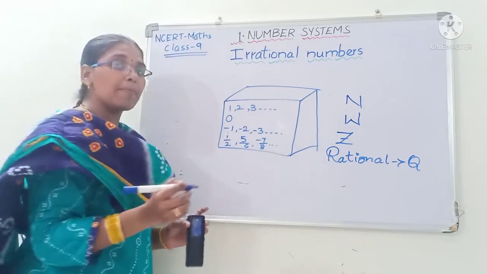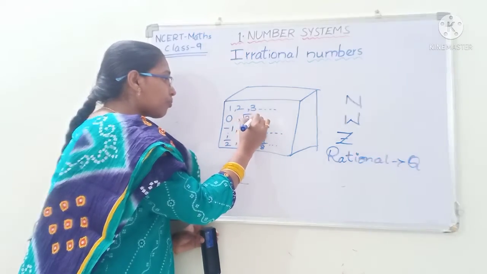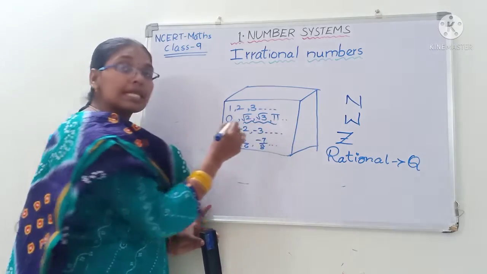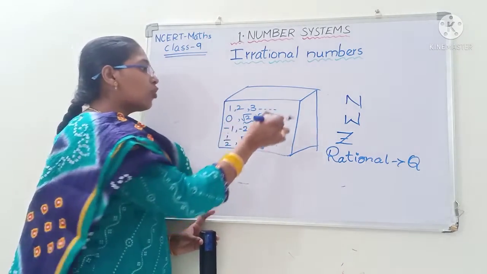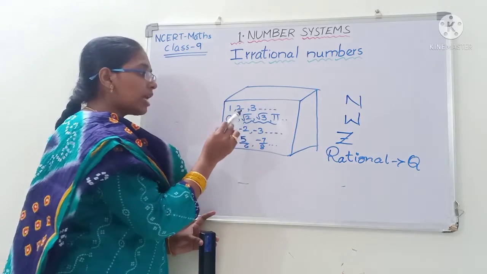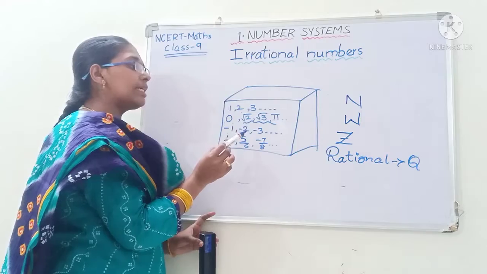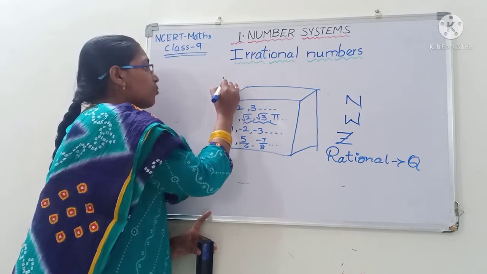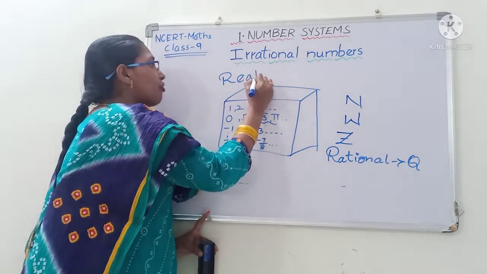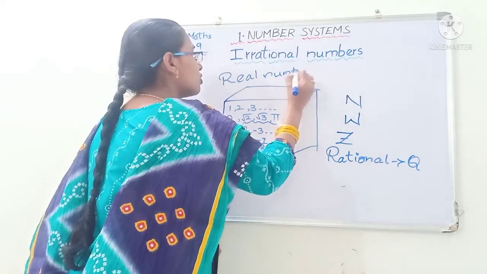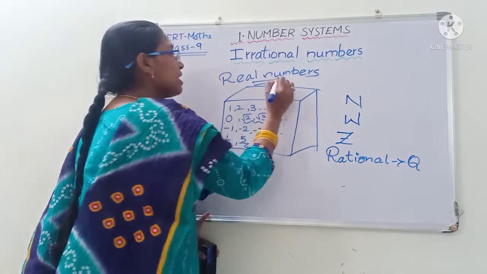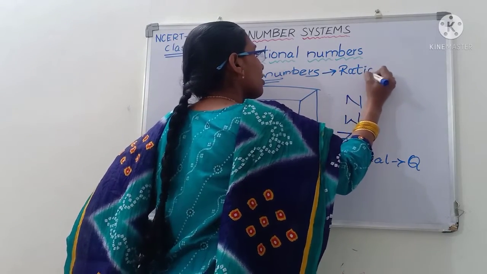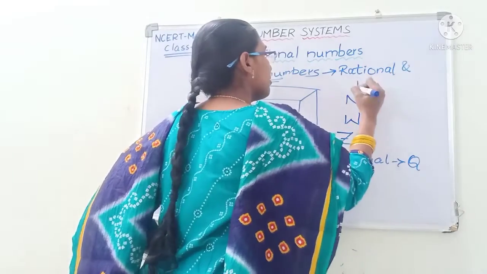Now children, if numbers like root 2, root 3, pi are there, what are these numbers, children? Yes, these are irrational numbers. If these irrational numbers are also included in this box, so natural numbers, whole numbers, integers, rational numbers and irrational numbers, if all these are included, then this box is called the box of real numbers. So children, real numbers include rational and irrational numbers.